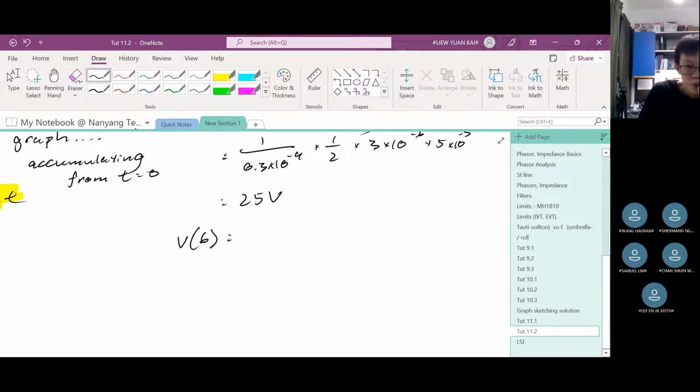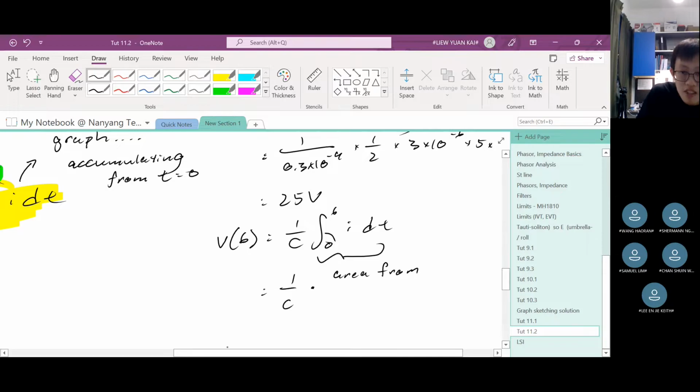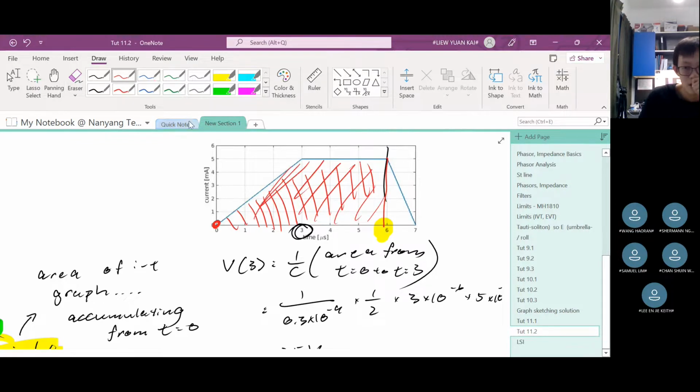V of 6. So let us just use this again. So 1 over C, the integral from 0 to 6 I dt. What does this mean? This means I take 1 over C multiplied by area from time equal to 0 to time equals to 6. Area from time equals 0 to time equals 6 means I need to find the area until time equals to 6. So basically, this whole trapezium here, I need to find this area.